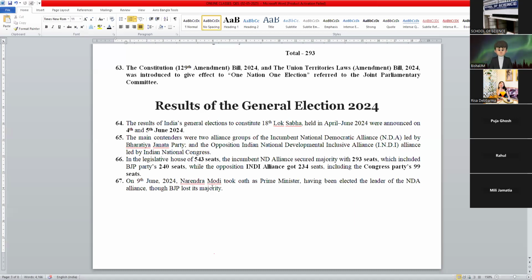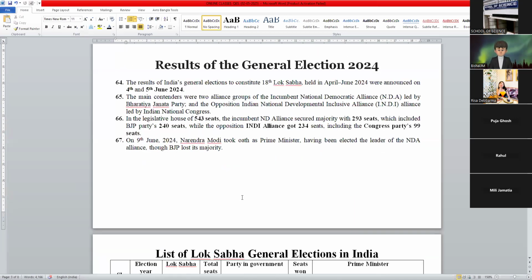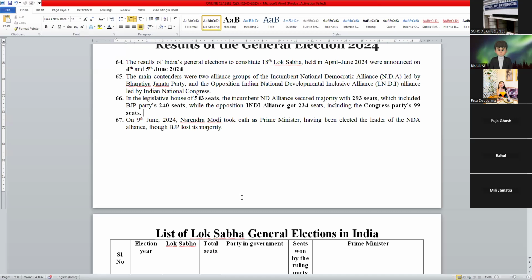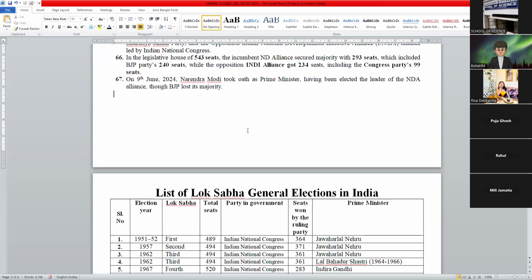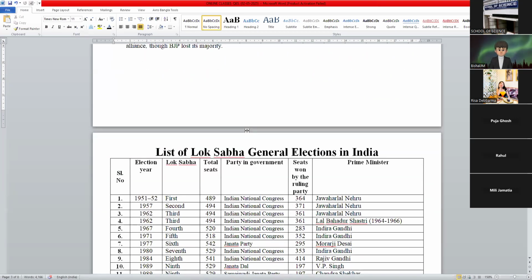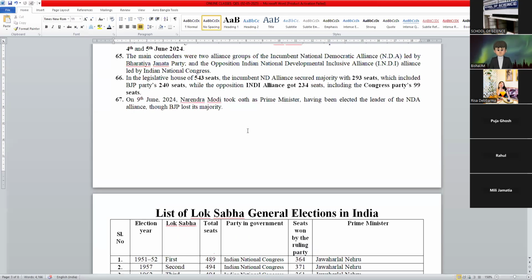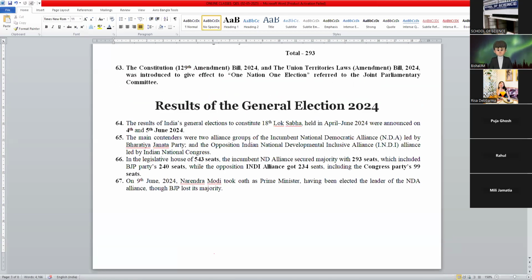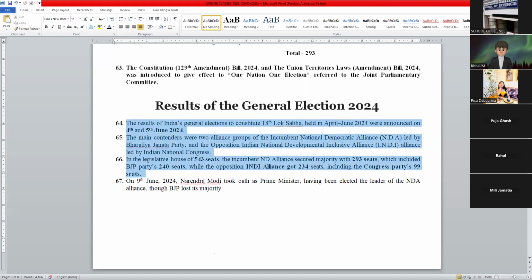On 9th June 2024, Narendra Modi took oath as Prime Minister, having been elected the leader of the NDA alliance, though BJP lost its majority. Now, list of Lok Sabha general elections in India. So these points I have already discussed. Point number 64 we have already discussed. We may omit this one.